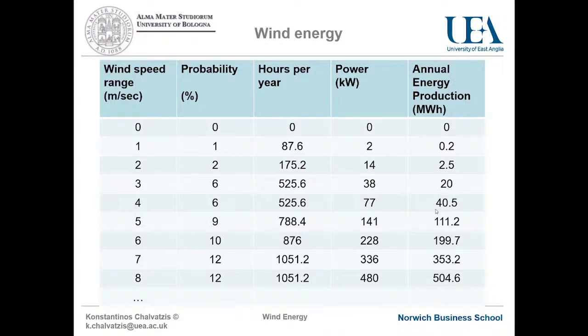And do the same for every one of the wind speeds which occur in that particular area where you're thinking of installing your wind farm. And then you sum them up. So you sum up 0 with 0.2, with 2.5, with 20, with 40.5, and so on. What you get is a rough estimate, but not a very bad one, really, of the annual wind energy production you will get at a particular site.